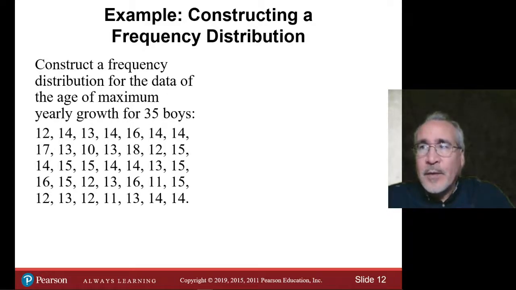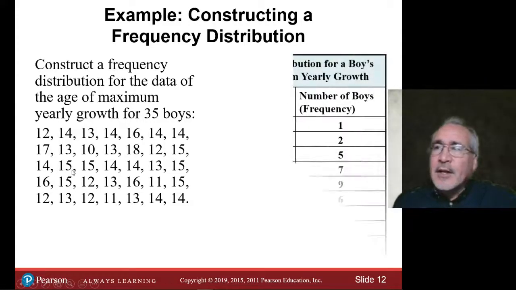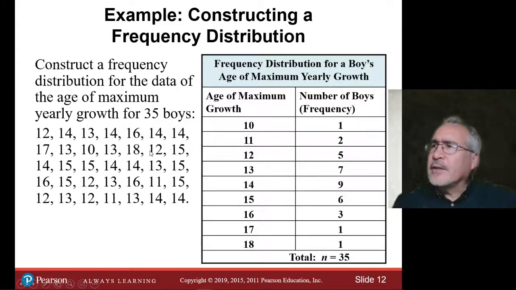So one way we can organize data, because here's some data. Age of maximum yearly growth for 35 boys. So what year they had their maximum growth spurt. And we have just a bunch of ages. And you can see it's kind of hard to figure out what's going on here, which one's most, which one's less. So what we want to do is make a frequency distribution. So maximum age of growth and number of boys.